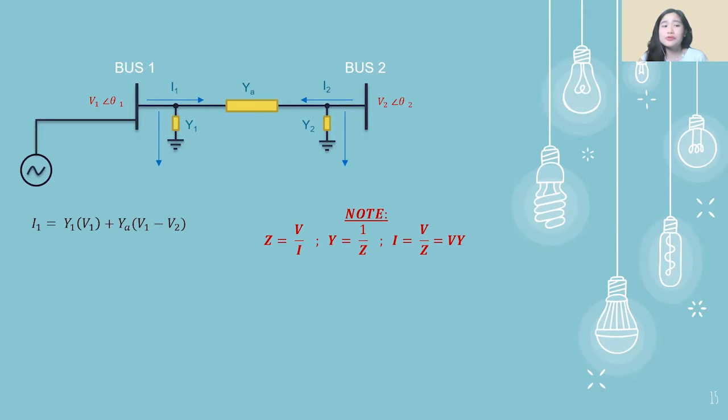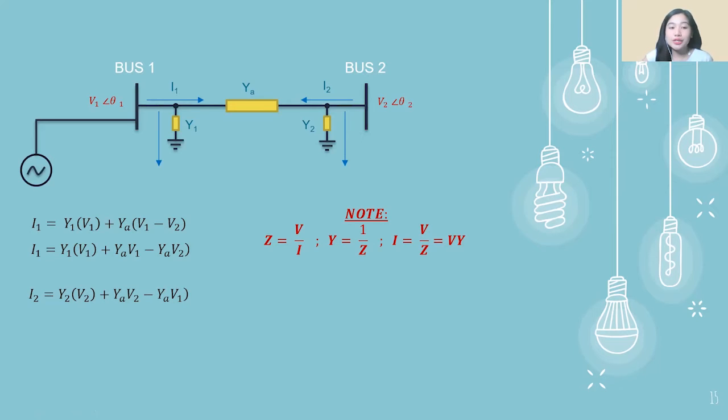So simplifying it, we now have Y1 times V1, and distributing YA, we have plus YA times V1 minus YA times V2. So that's our first current. In the second current, it's the same. We are going to just analyze the data based on KCL, that the current entering must also be equal to the current that is leaving.